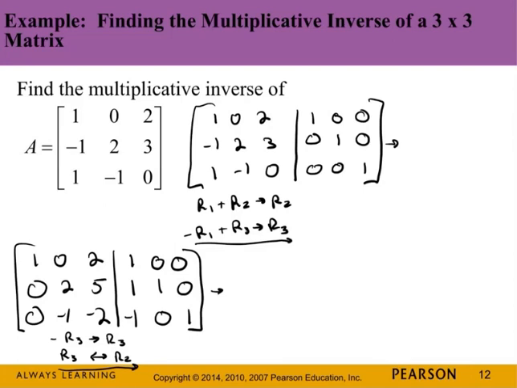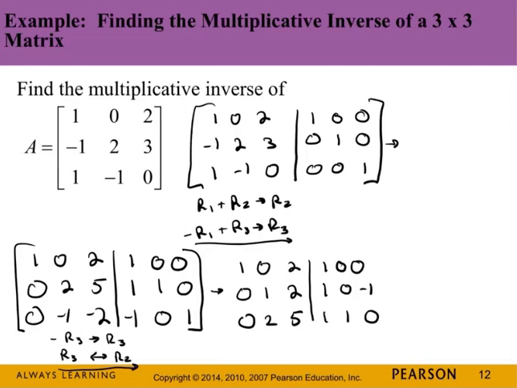So with both of these, row 1 stays the same: 1, 0, 2, 1, 0, 0. Now negative row 3 is going to be my new row 2. So then we're going to have 0, 1, 2, 1, 0, negative 1. And now my row 2 becomes my row 3. So then we have 0, 2, 5, 1, 1, 0. Okay, we're almost there.